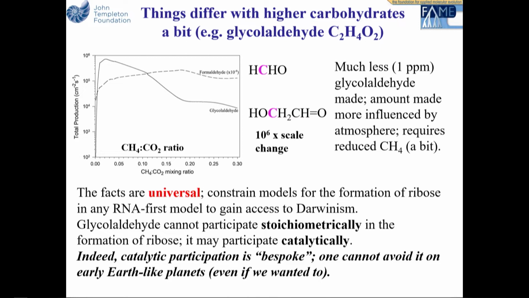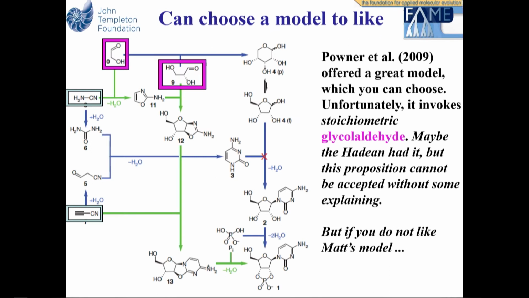Glycolaldehyde, because it is made in 1 part per million, that amount cannot participate stoichiometrically in any pathway for the formation of ribose. It may participate in this process catalytically. Indeed, the catalytic participation is bespoke. One cannot avoid it on any Earth-like planet, even if one wanted to. In fact, it's probably going on right now on Mars because all of the components are there. So you can probably see this reaction taking place on Mars.